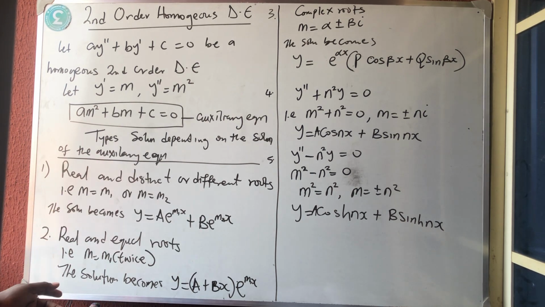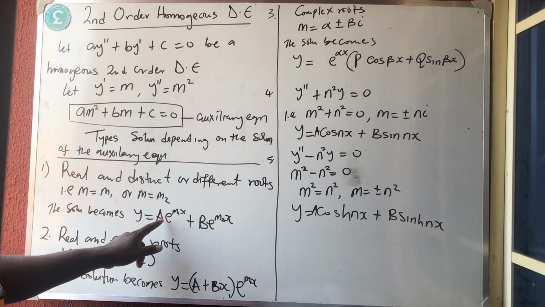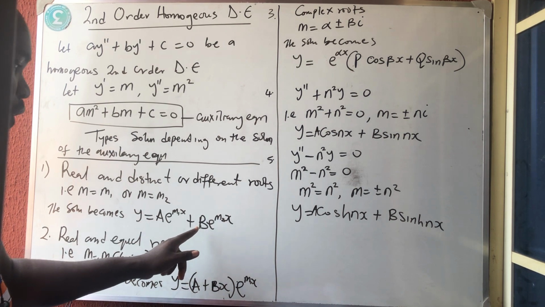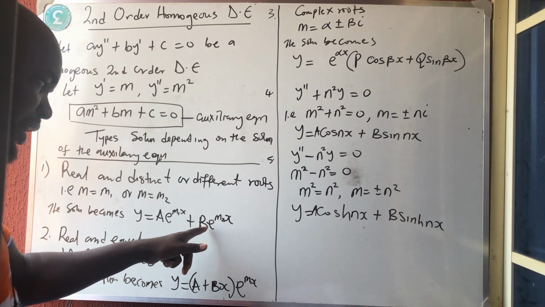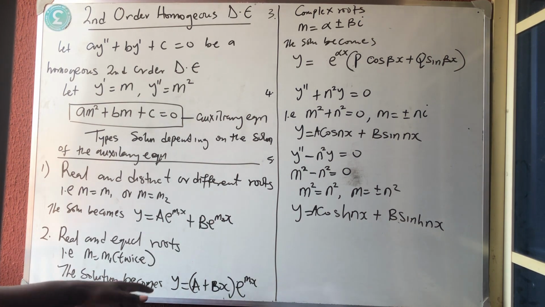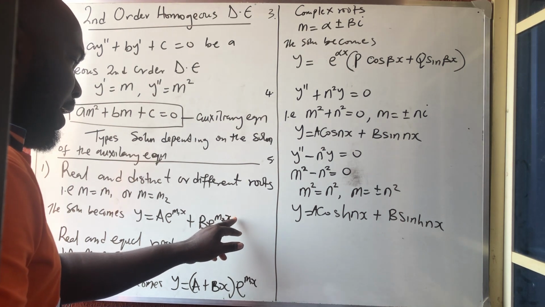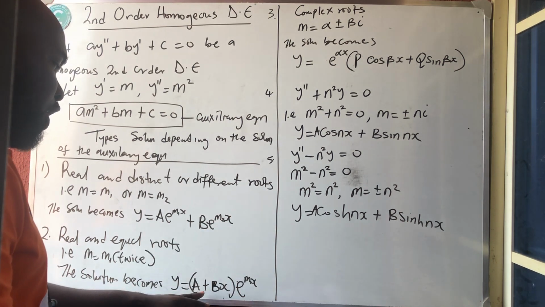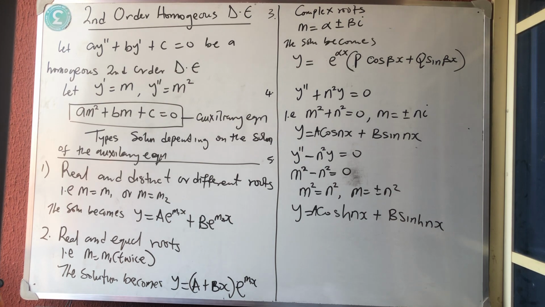For the second condition, you got that m1 is equal to m2. Now you got the same thing, that is m1 twice. So your answer is simply a e raised power m1x plus bx, you add x to it now, bx e raised power m1x, because they are the same. If you factor out e raised power m1x, you're having a plus bx.